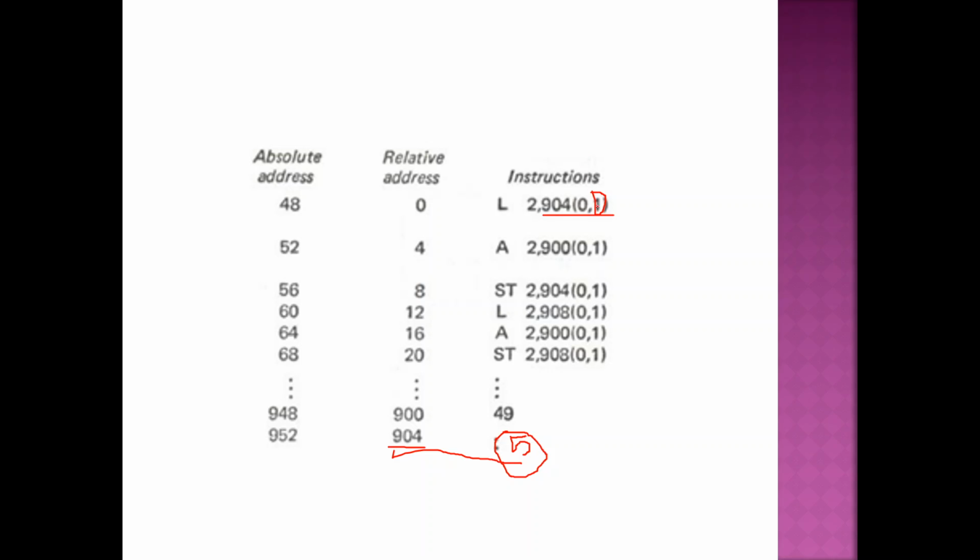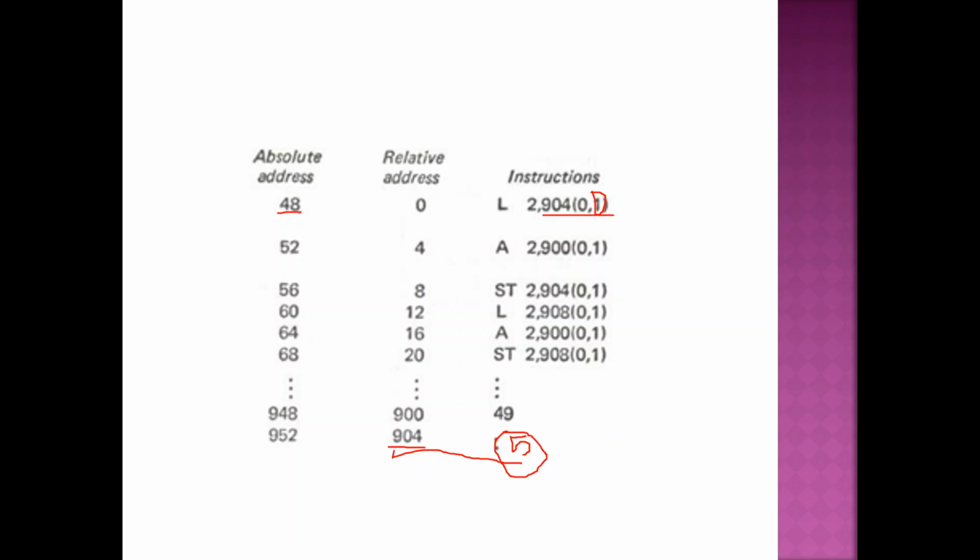Here we are going to use register 1 as the base register. Out of the 16 registers, register 1 is going to be used as your base register. The first and foremost thing you should know is what the base register is and what value is stored in it. This is the base register, register 1, and the value stored in the base register is 48.